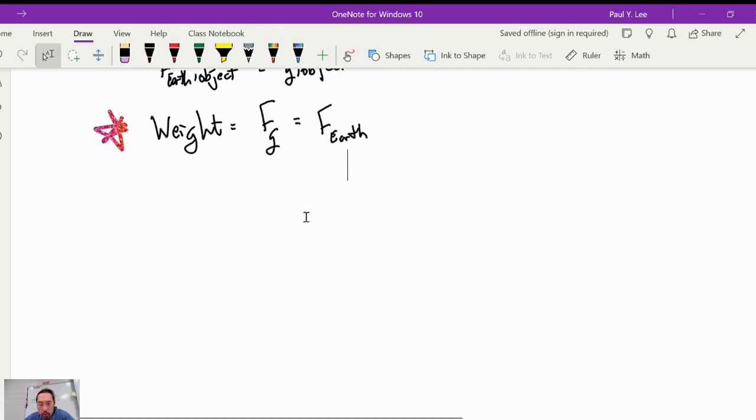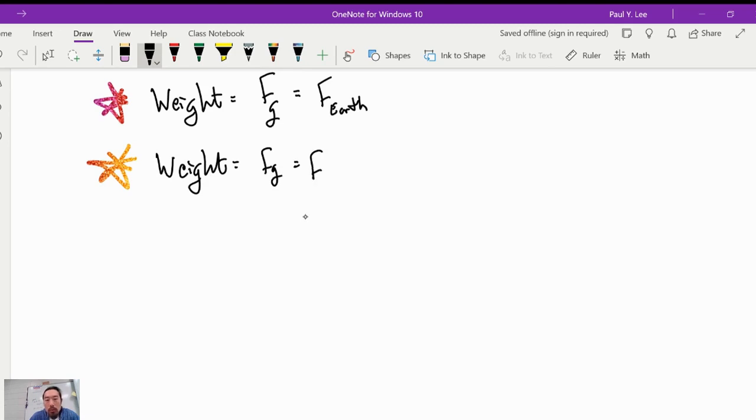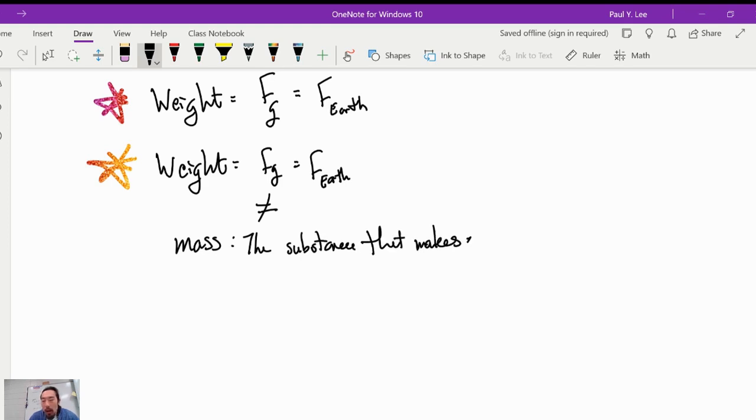Now, the other extremely important thing, let's bring out my Galaxy pen one more time, is that weight, which is equal to force of gravity, which is equal to the force of the Earth. Yes, I know I'm rewriting it, but here's the important part: it does not equal mass. Mass, by definition, is the substance that makes up an object. And by substance, I mean all of your atoms. You're made up of mass. You're made up of this physical thing, and you combine millions and trillions and billions of atoms together, and we make up a human being. We can make up any object using this idea of mass.